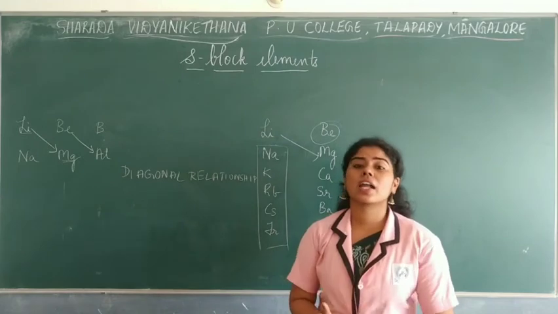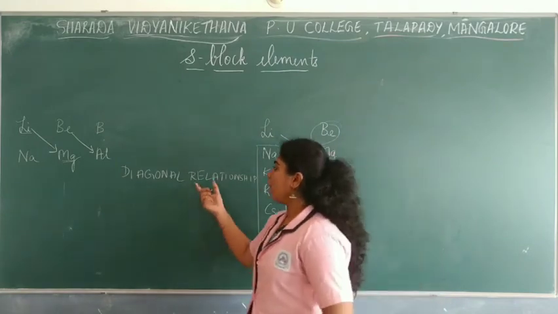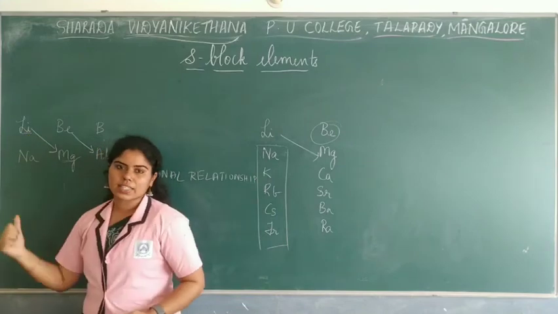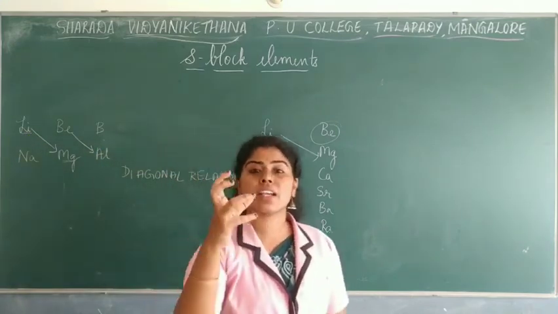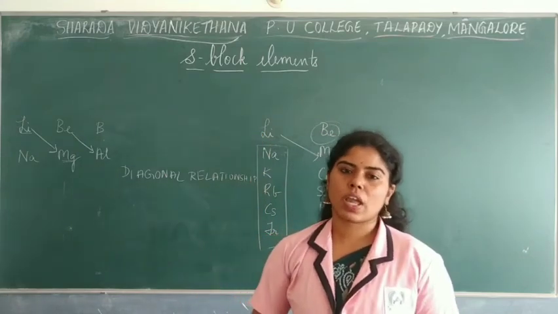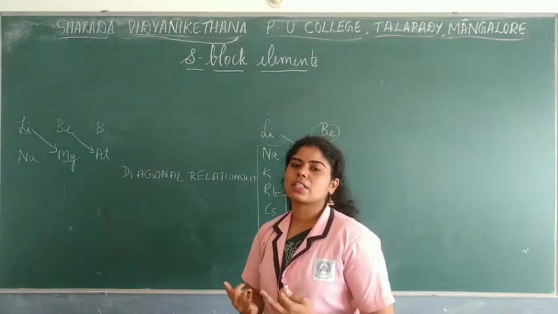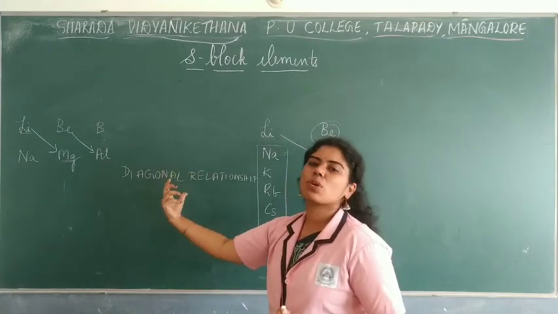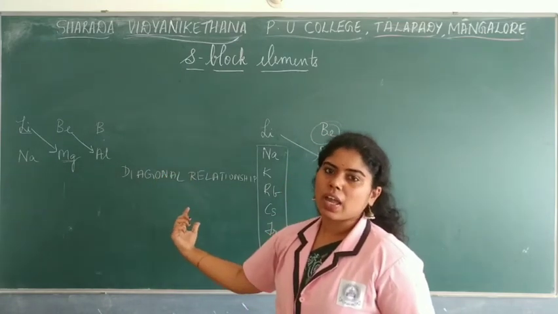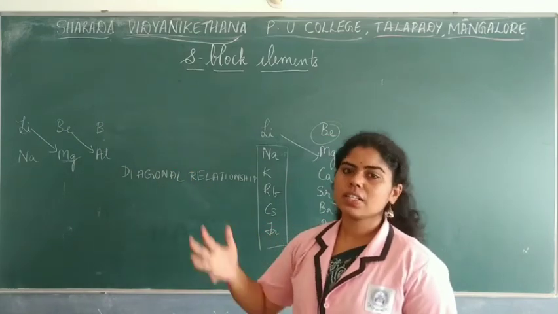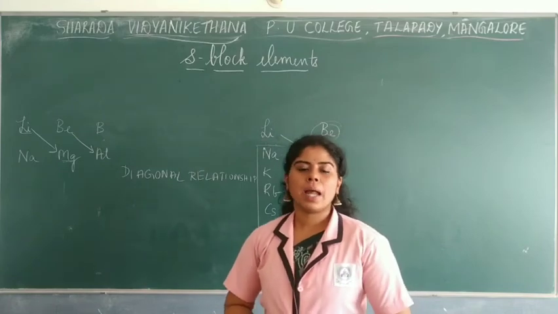Now why is this diagonal relationship exhibited? Because there may be similarities in their ionic sizes, or radius ratios. When you compare the size of the ionic radius or the atomic radius, they would have similar values. So that's why this diagonal relationship is observed in elements like lithium and beryllium.